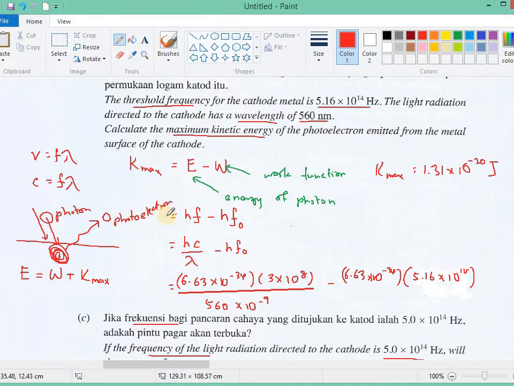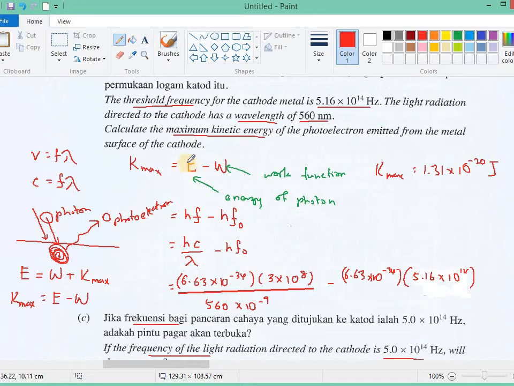When the electron escapes, we call it photoelectron. So by rearranging this, if you want to calculate the maximum kinetic energy, then it will be the energy of the photon minus the work function. So that's how we get this. Maximum kinetic energy equals the energy of photon minus the work function.